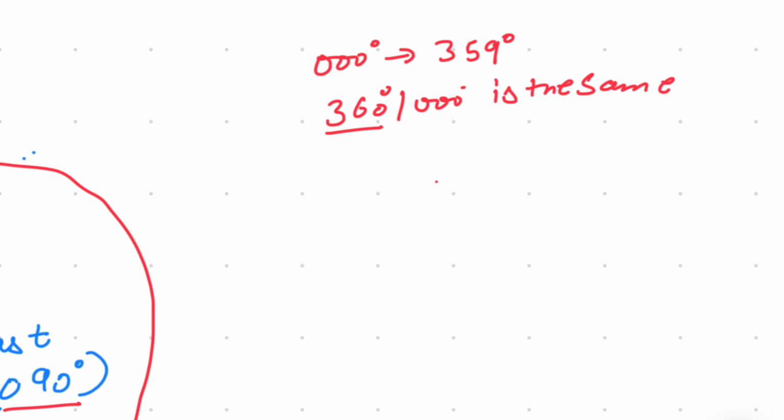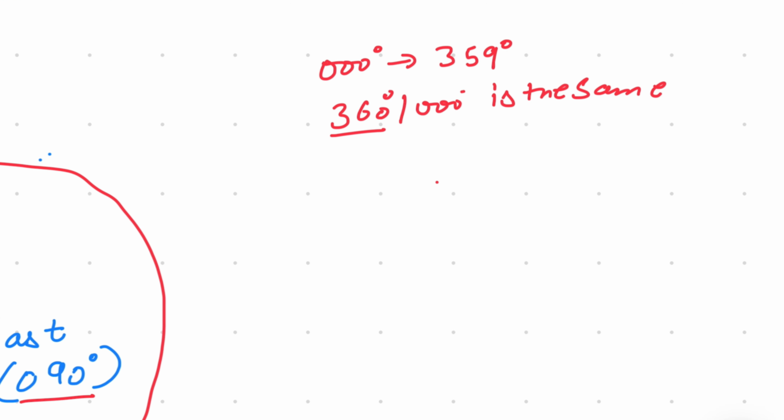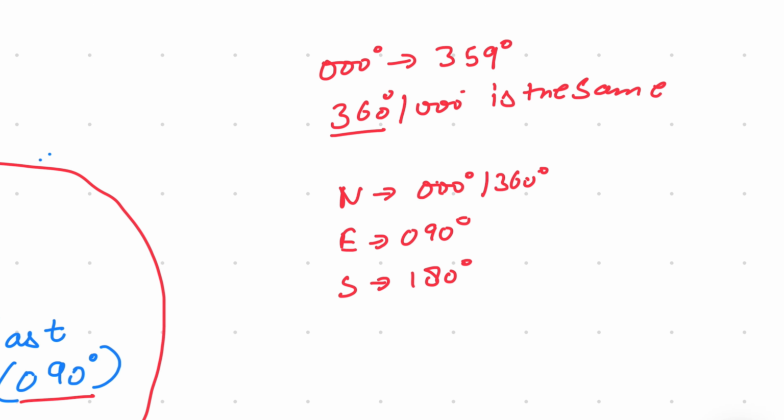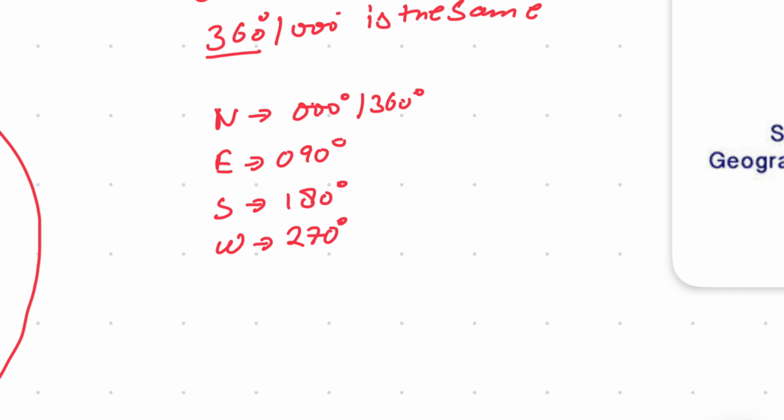Okay, so for north we have 000 degree or 360 degree. For east we have 090 degree. For south it is 180 degree. For west it is 270 degree. And again when we come to north, it is 360 degree. And we start our cycle, or measure our cycle, in the clockwise direction every time.